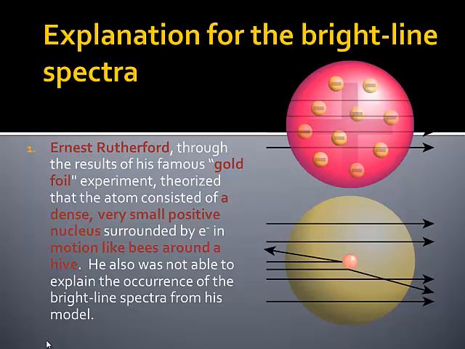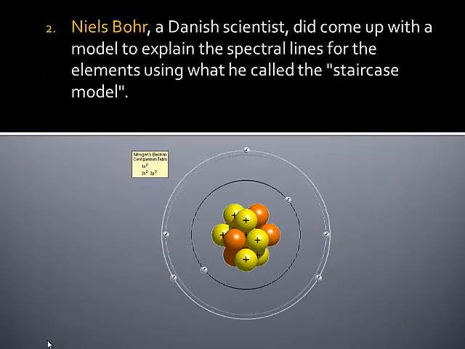Unfortunately, although his model was a huge advancement for us, it still wasn't able to explain why we got the bright lines that we did. Fortunately, though, Niels Bohr, who was a Danish scientist, did come up with a model which could explain the spectral lines for the element, and he called that his staircase model.